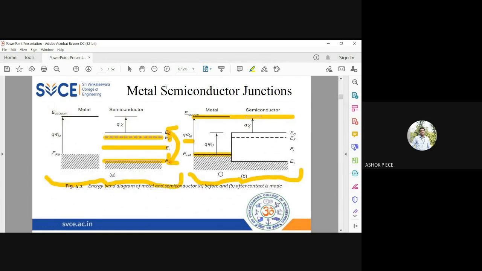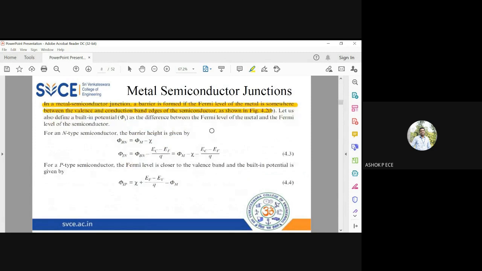So you have a barrier being formed. Okay, and that barrier will have a built-in potential, which is going to be defined as the difference between the Fermi level of metal and the Fermi level of the semiconductor. So the total built-in potential will be the difference in Fermi levels of metal and semiconductor regions.